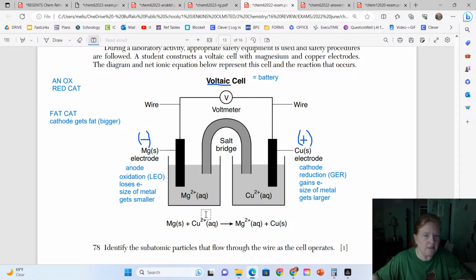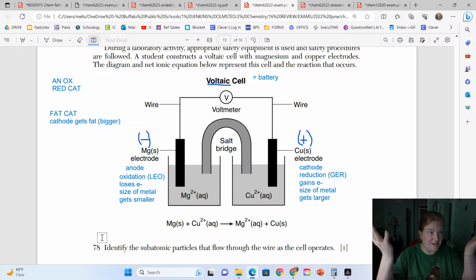It's LEO, L-E-O, and GER. So lose electrons, oxidation; gain electrons, reduction. So the cathode keeps getting bigger and bigger and bigger. The anode keeps getting smaller and smaller and smaller. The battery dies when the anode is no longer there.